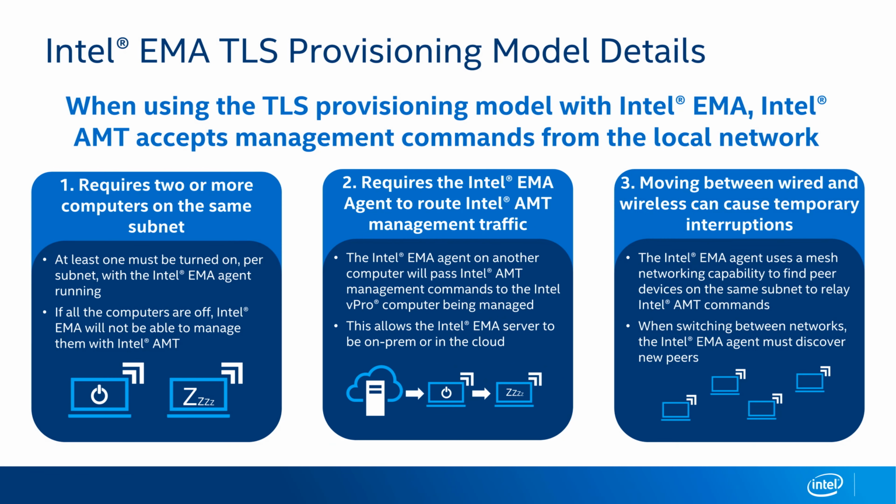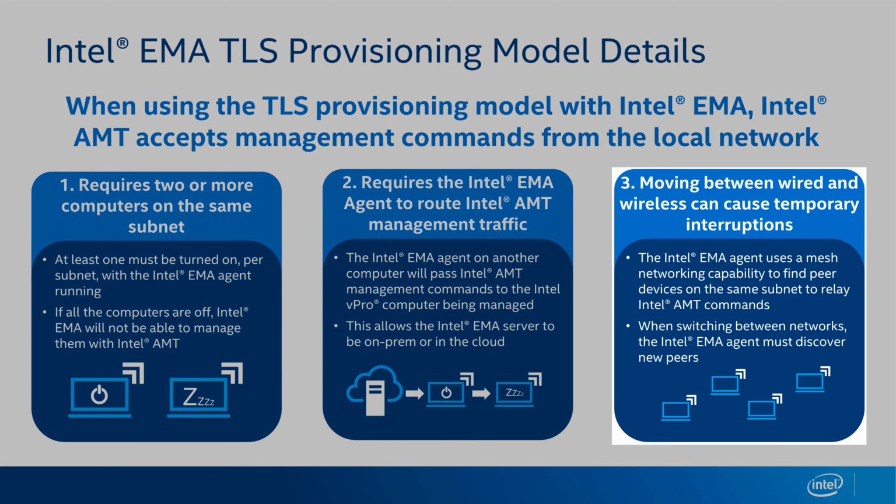And because of this architecture, we have to take into consideration the third point here: moving between wired and wireless networks can cause some temporary interruptions. When you move Intel EMA devices from one network to another, all the peers on that network have to rediscover the devices around them so they have the ability to route management traffic like we talked about in the second point here. And there may be some delays in that process due to things such as DNS propagation.